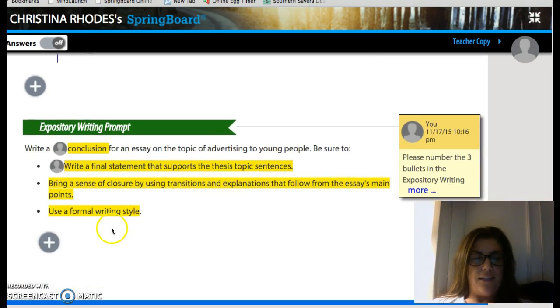Then the last thing, it is showing you how to write a conclusion, which I already explained, but I'll explain it one more time. You write a conclusion for an essay on the topic of advertising to young people. Be sure to write a final statement that supports the topic sentence. Bring a sense of closure by using transitions and explanations that follow from the essay's main points. Use a formal writing style.